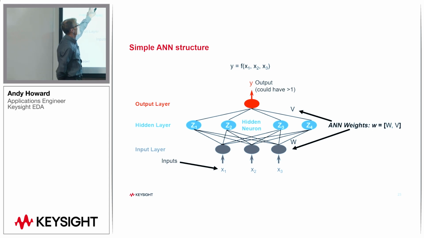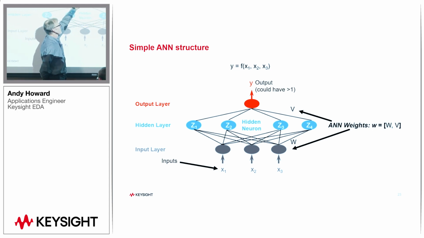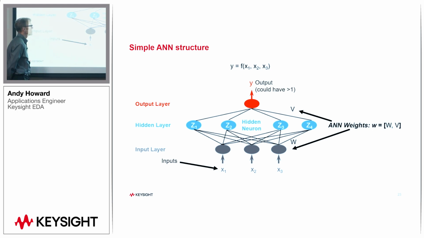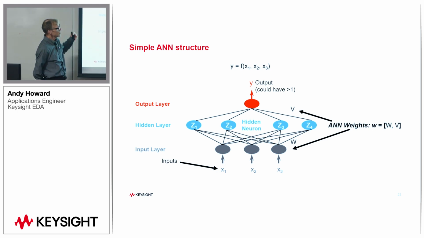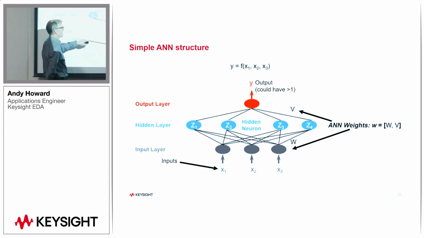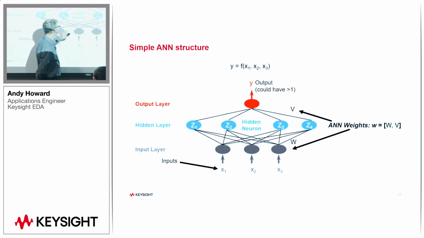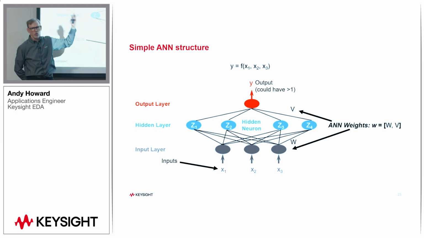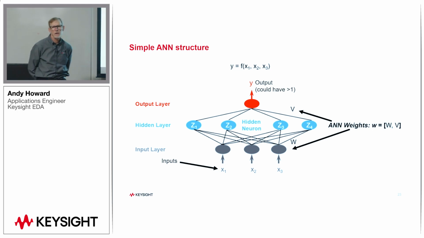Then the outputs would be the data that's in the file, things like the power delivered to the load, the gain, the power added efficiency. You can have multiple outputs. And the ANN model generation technique is trying to come up with these weights, these W and V values, which are weights applied in this network, so that you have a model that agrees with the original input data.